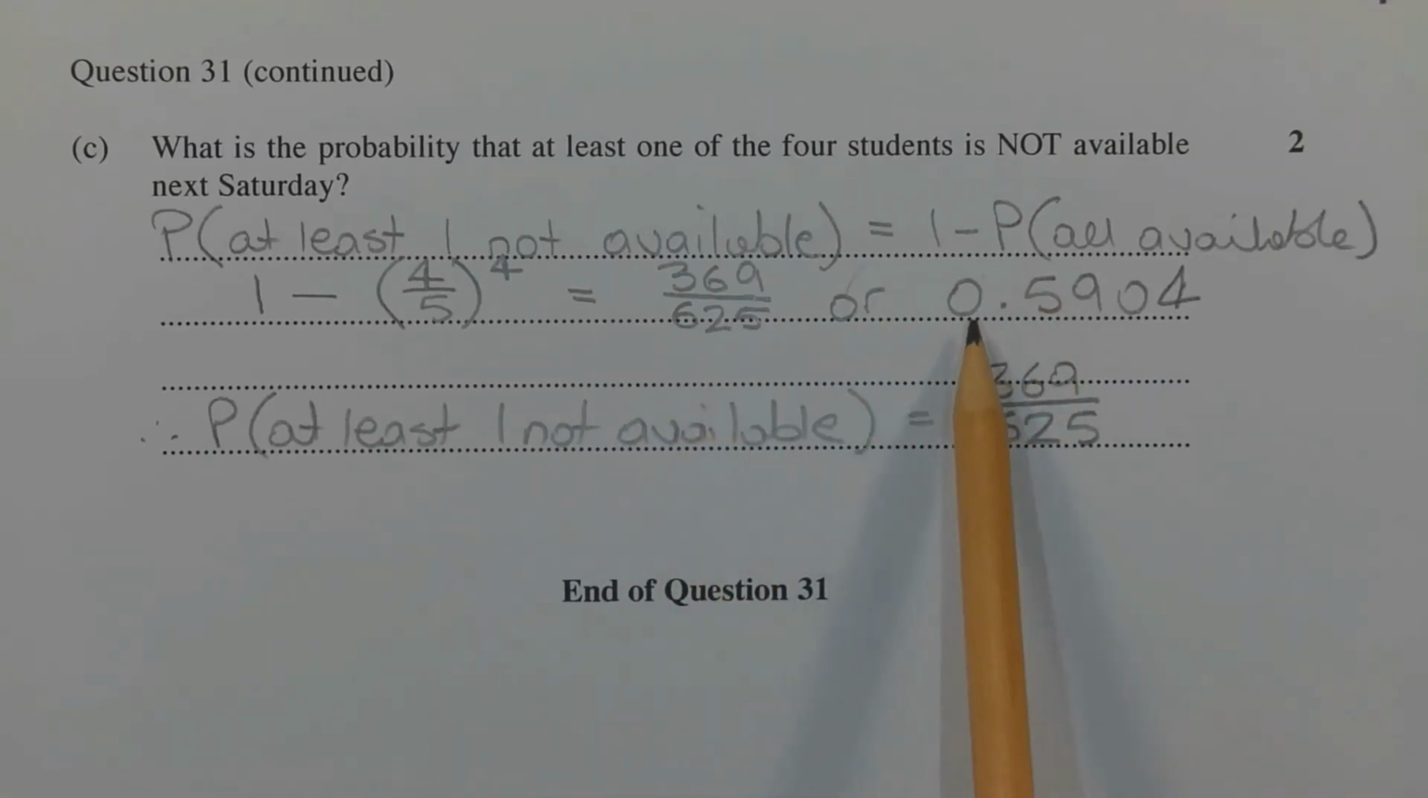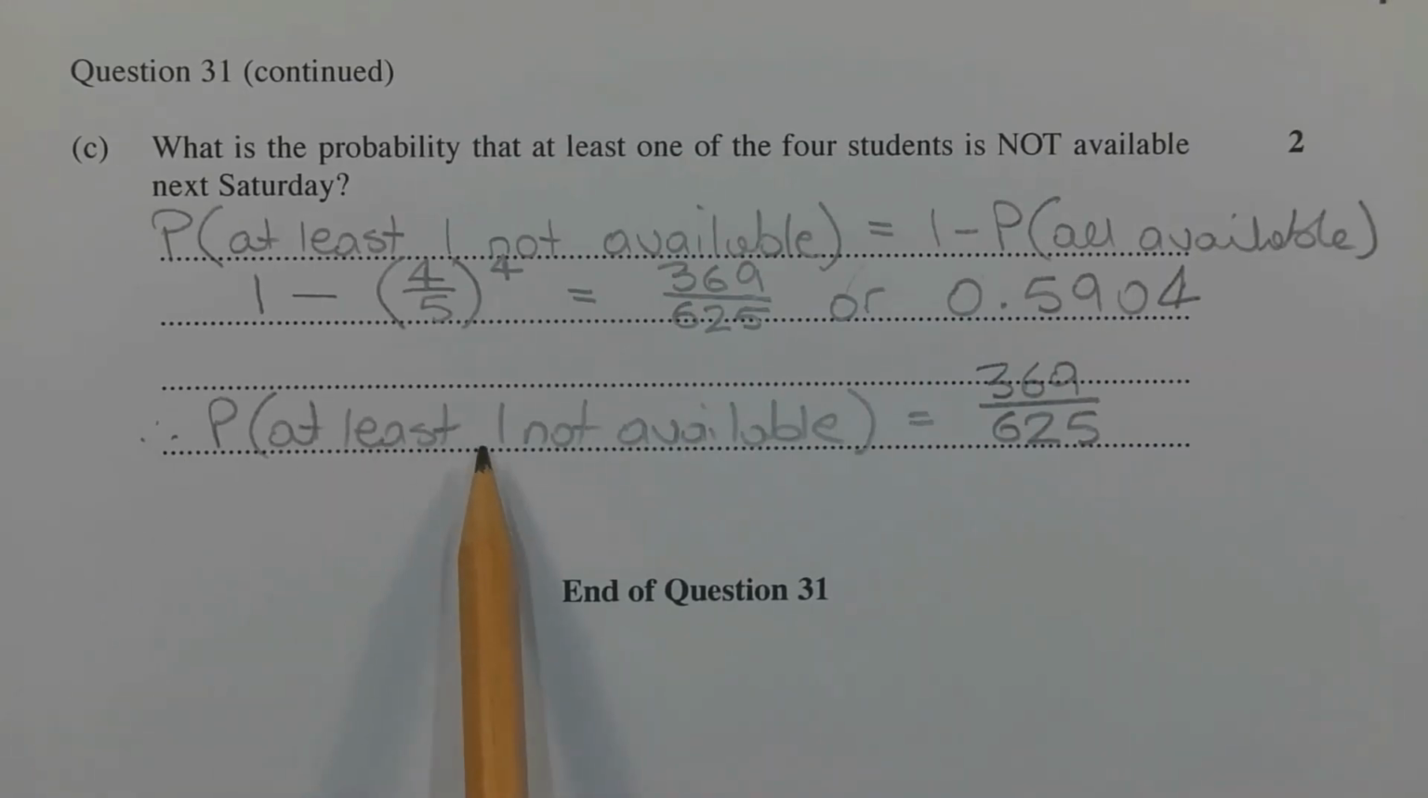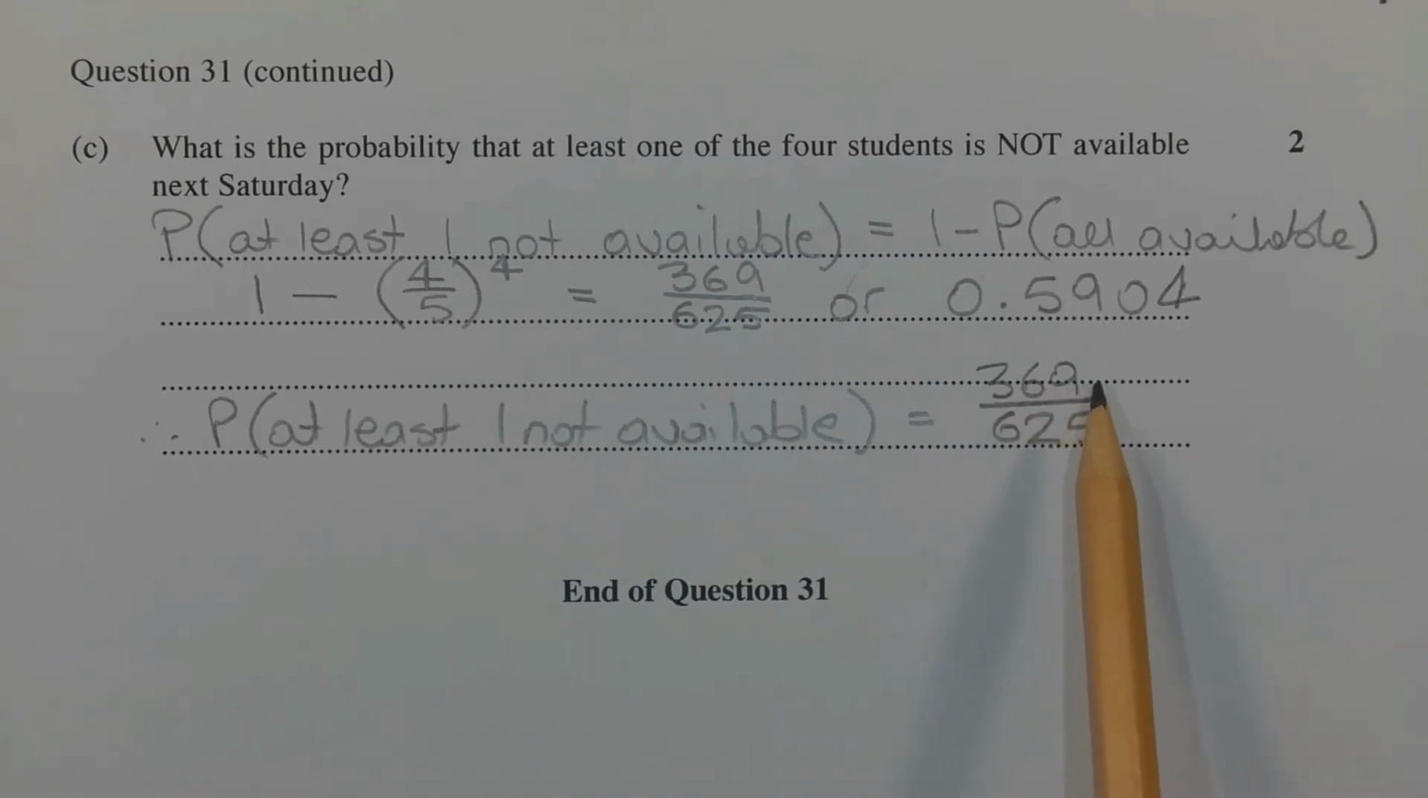369/625, or 0.5904. Therefore, the probability that at least one out of the 4 students is not available next Saturday is equal to 369/625.